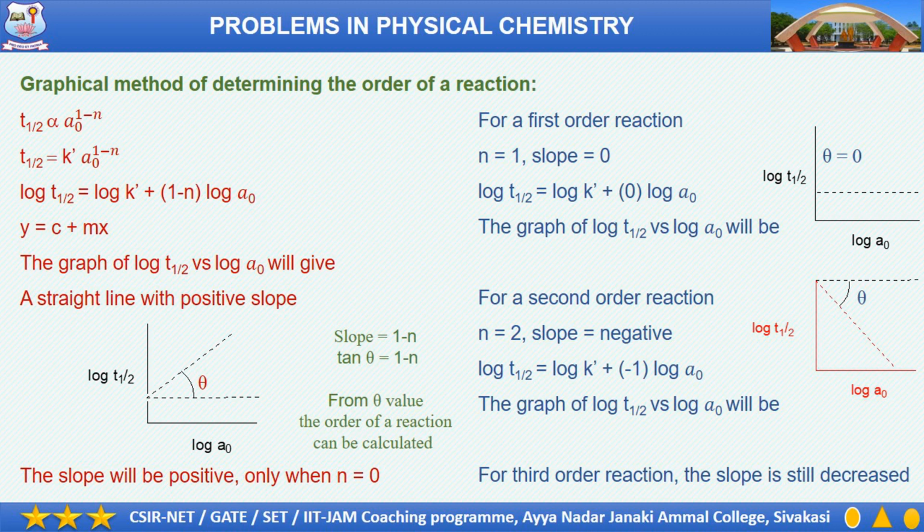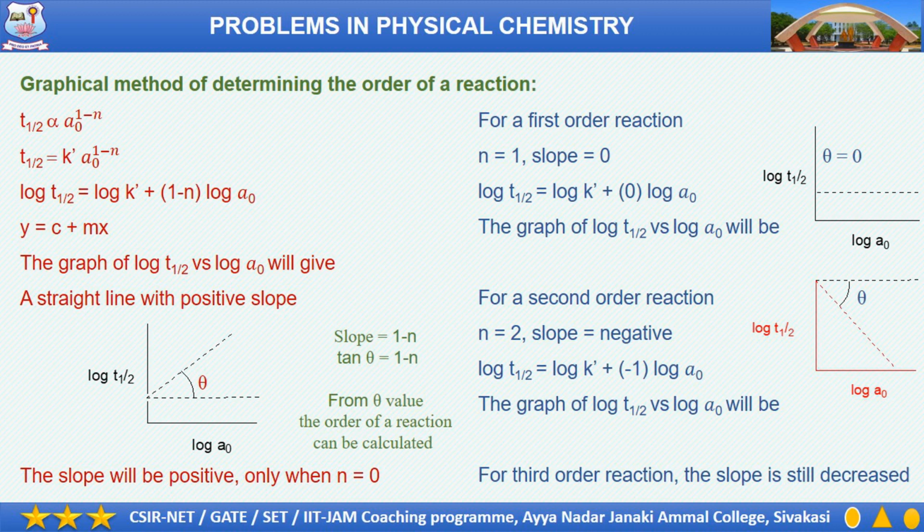How is it possible to plot this? Which is a variable? K prime is a constant. Log T half is a variable, and the initial concentration A naught is a variable. For a given order, as A naught keeps changing, T half keeps changing, except for the zero order. This equation is not applicable to the zero order.